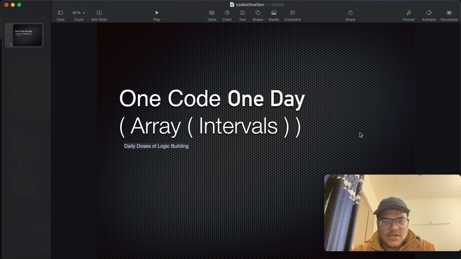So today we are discussing the topic array. Basically, this is a special type of question which is related to intervals. In the array there are some special types of questions which deal with intervals. So today in our challenge one code one day we will discuss that type of question, because that type of question is very important in an interview.